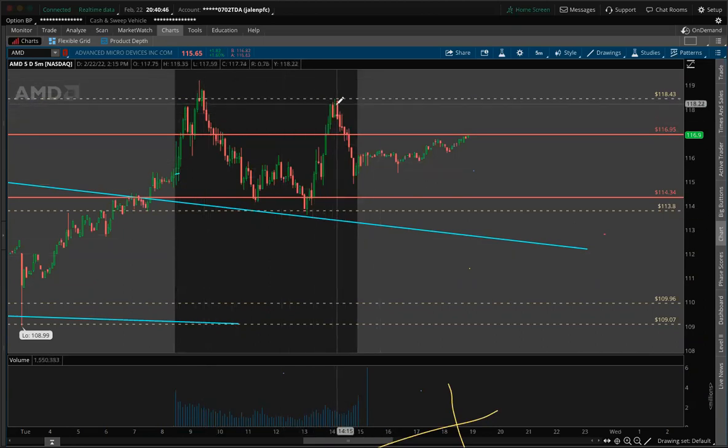I don't like the bodies because wicks are price. Understand, if you were in puts here, you're going to be red on this wick. Obviously the price came back down, but that's why I like drawing wicks. You're going to be red, right?